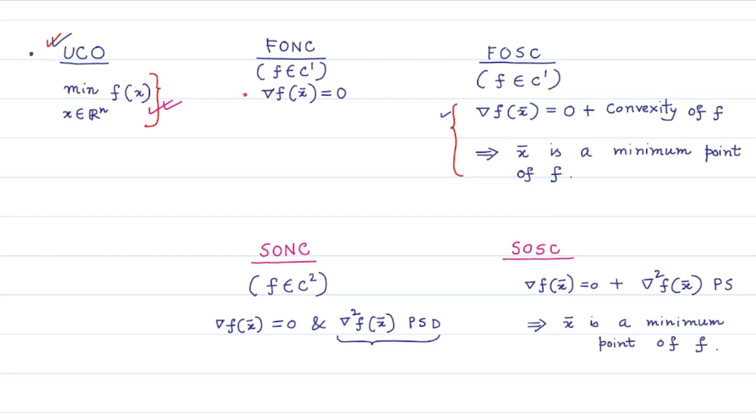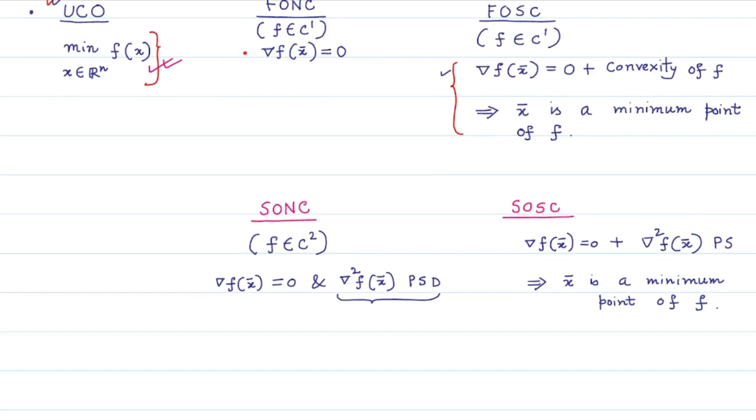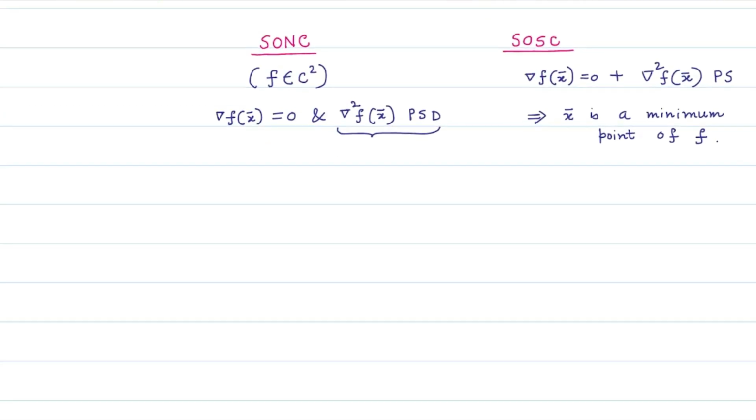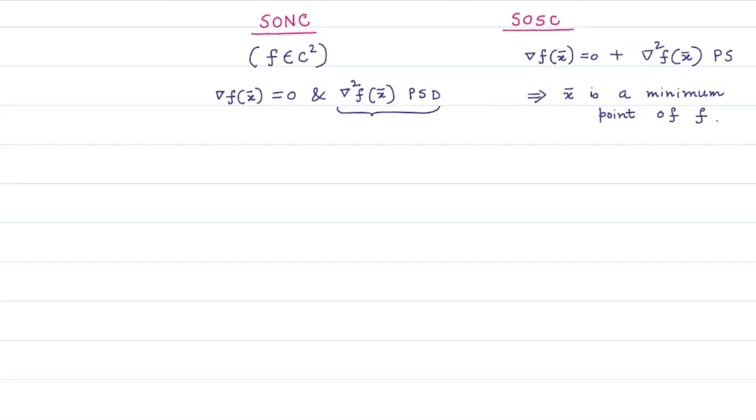These all four conditions, the first order necessary condition, first order sufficient optimality condition, second order necessary condition, second order sufficient optimality condition, these all four optimality conditions we are aware of for an unconstrained optimization problem. For a constrained optimization problem, we have gone through only the first order necessary and sufficient optimality conditions.